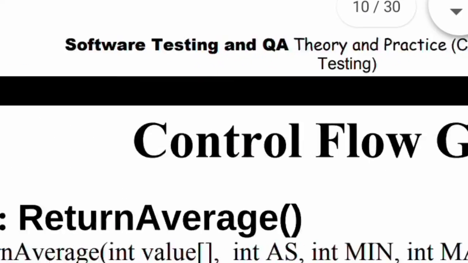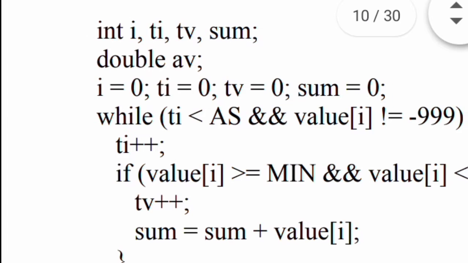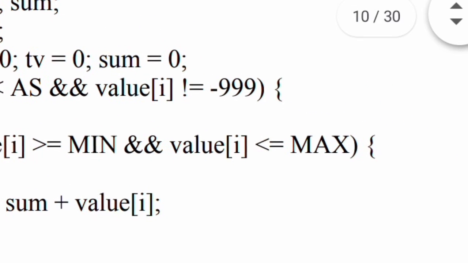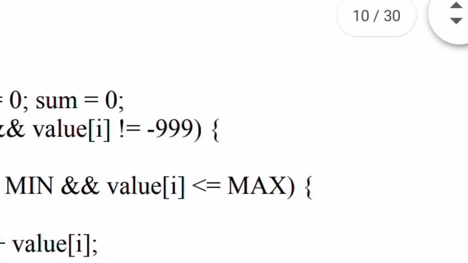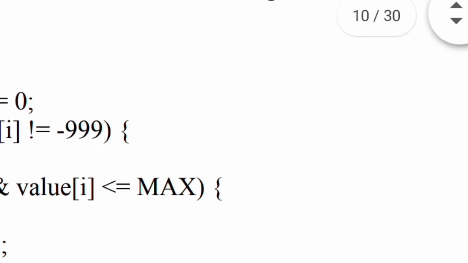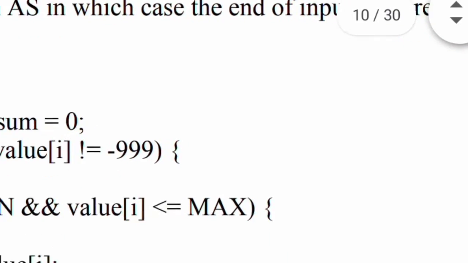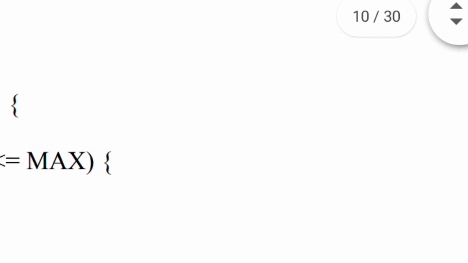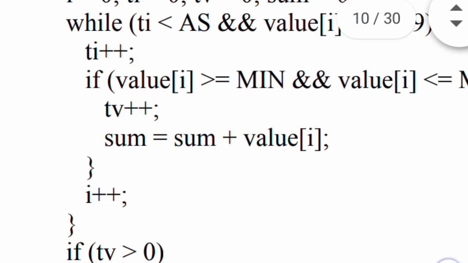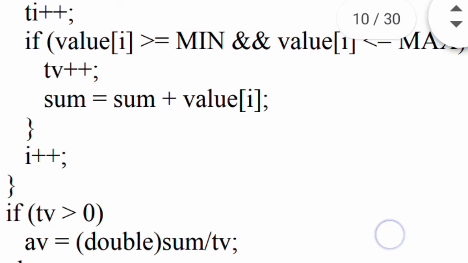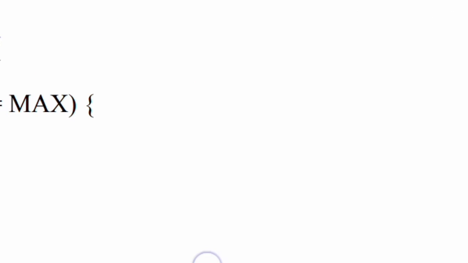So control flow graph, example code: return average. Another flow graph. Public static double return average; open files is the first example, the second one is return average. Return average computes the average of all those numbers in the input array. The maximum size of the array is AS, but the array size could be smaller than AS, in which case the end of input is represented by minus 999.